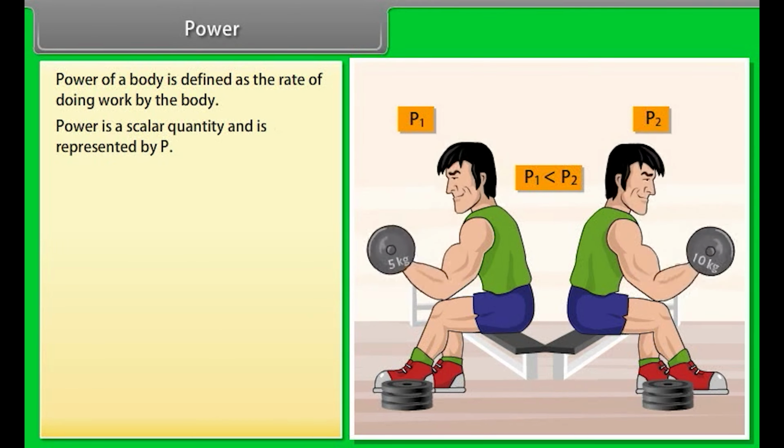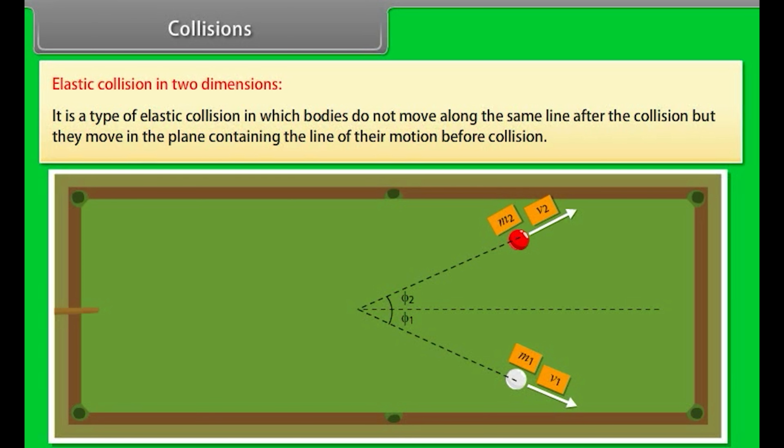Number 2. Inelastic collision. It is a type of collision in which the momentum of the system remains conserved, whereas the kinetic energy of the system doesn't remain conserved. Elastic collision in one dimension. It is an elastic collision of two bodies, such that they move along the same straight line before and after the collision. Elastic collision in two dimensions. It is a type of elastic collision in which bodies do not move along the same line after the collision, but they move in the plane containing the line of their motion before collision.